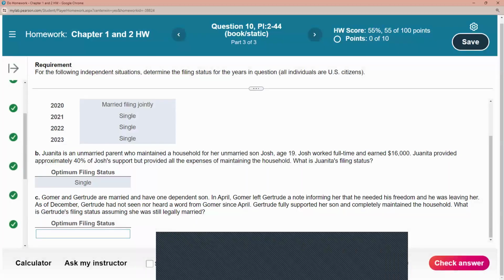This brings us to the last part question. So here we have, what is Gertrude's filing status, assuming she was still legally married? So it says Gomer and Gertrude are married and have one dependent son. In April, Gomer left Gertrude a note informing her that he needed his freedom and he was leaving her. As of December, Gertrude had not seen nor heard a word from Gomer since April. Gertrude fully supported her son and completely maintained the house. What is Gertrude's filing status, assuming she was still legally married?